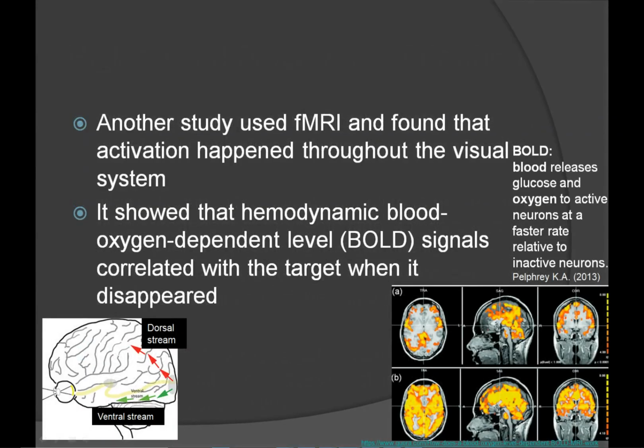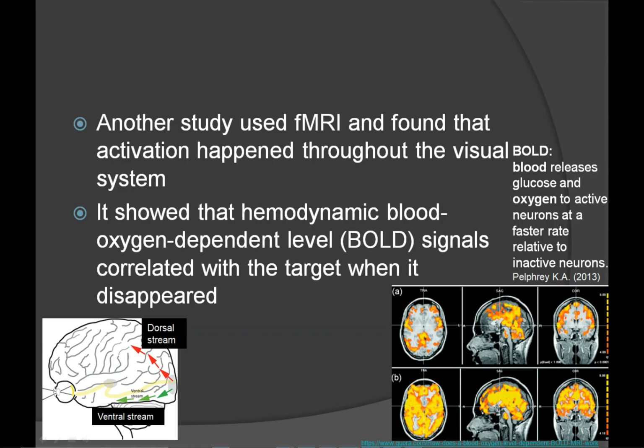One study used fMRI and saw that neural activation happened at multiple sites of our visual system. Their studies showed that hemodynamic blood oxygen dependent levels, or BOLD signals, correlated with the target when it disappeared. Researchers suggested that disappearance may happen later on in the visual process because there wasn't much of a BOLD response in V1 through V3 when the perceived disappearance happened. Rather, the BOLD activity decreased when the perceived disappearance of the target occurred in the ventral stream area of V4. However, activity in the dorsal stream increased when the target disappeared due to the moving of the mask.